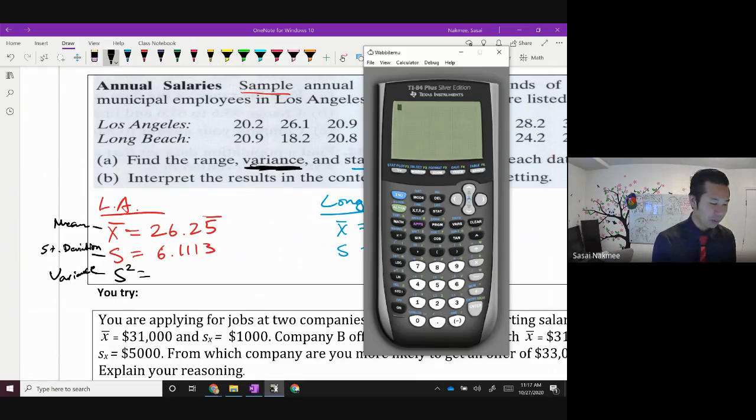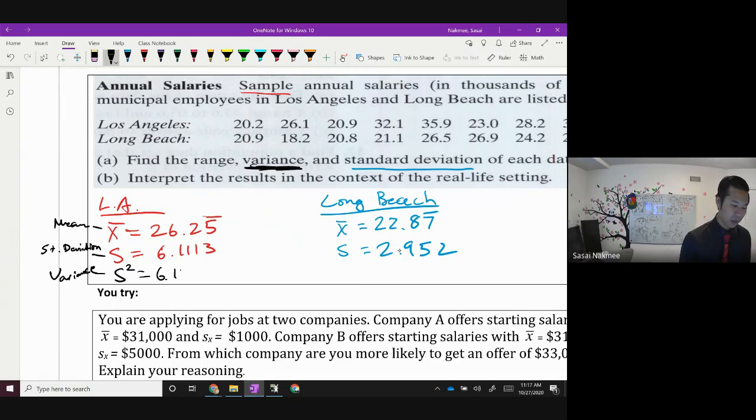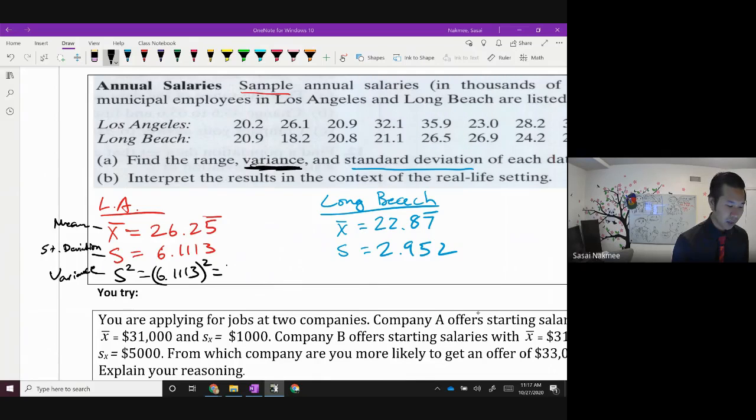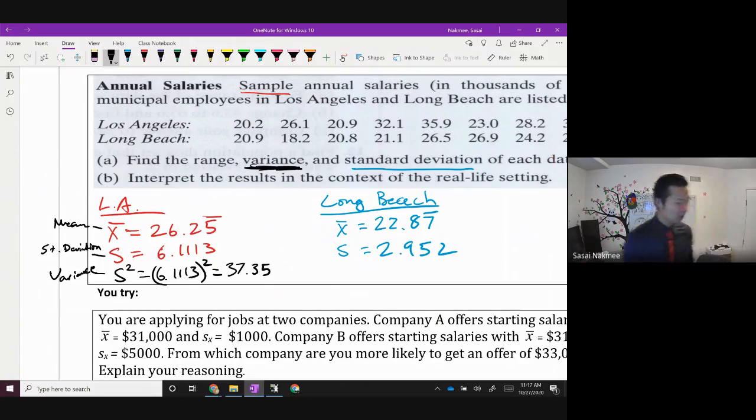You go to your calculator, you type in the number that's in question, which is, in this case, 6.1113, and you simply hit the little square button right here above the 7, or diagonally from the 7. You see that little square right there? Boom. So the variance is just 6.1113 squared. That's all the variance is. I type that into my calculator, I press enter, and I get my new answer of 37.3479. 37.35. Let's start rounding things.